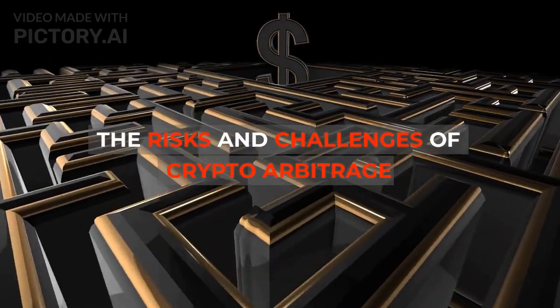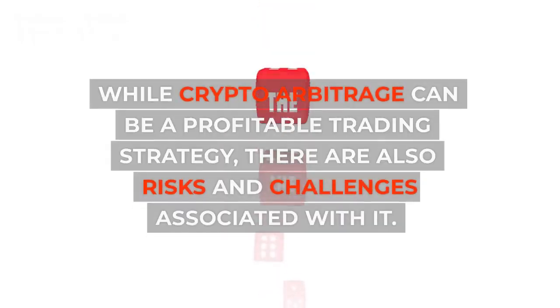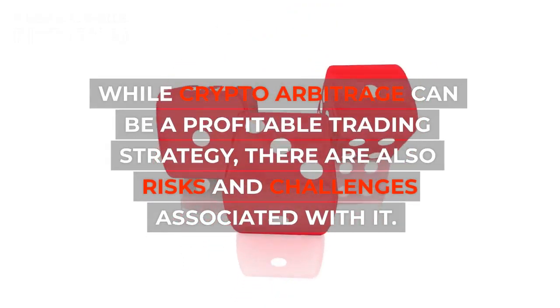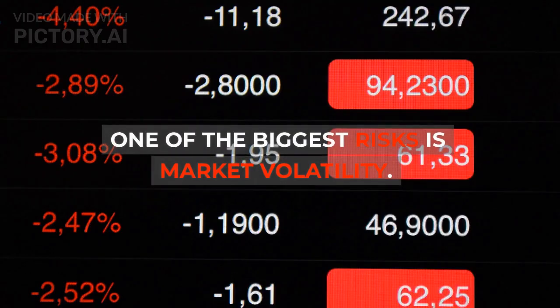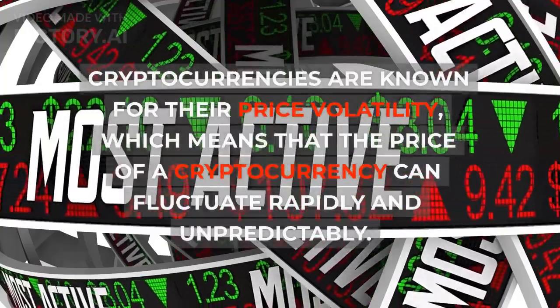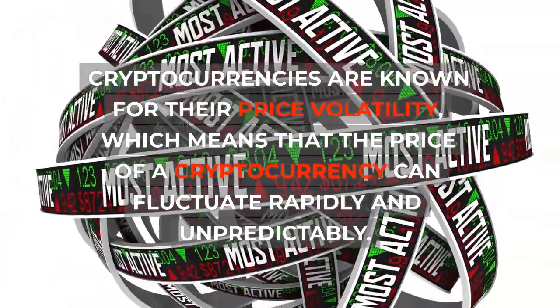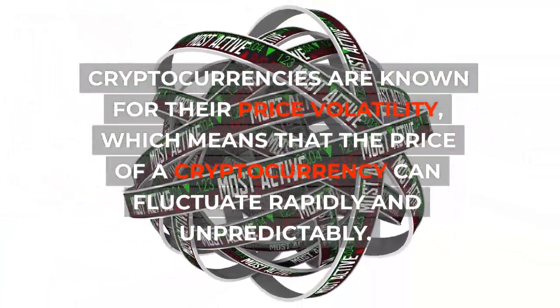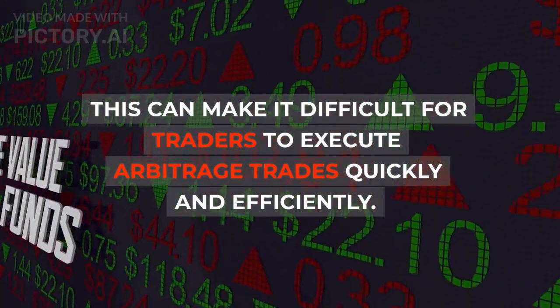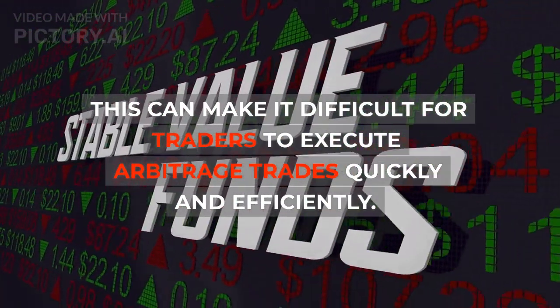The risks and challenges of crypto arbitrage. While crypto arbitrage can be a profitable trading strategy, there are also risks and challenges associated with it. One of the biggest risks is market volatility. Cryptocurrencies are known for their price volatility, which means that the price of a cryptocurrency can fluctuate rapidly and unpredictably. This can make it difficult for traders to execute arbitrage trades quickly and efficiently.